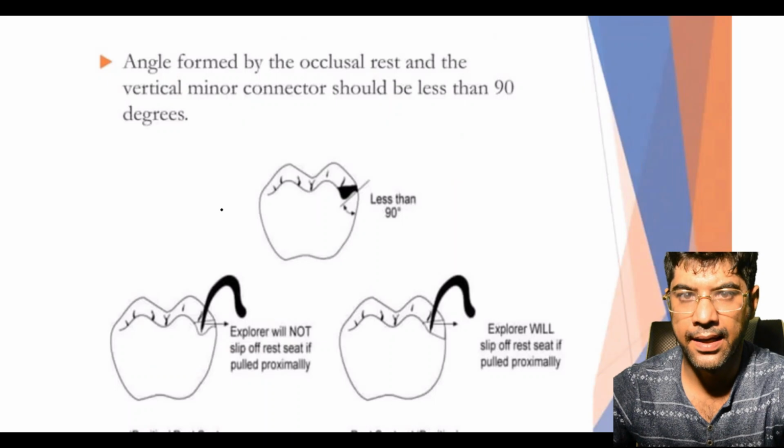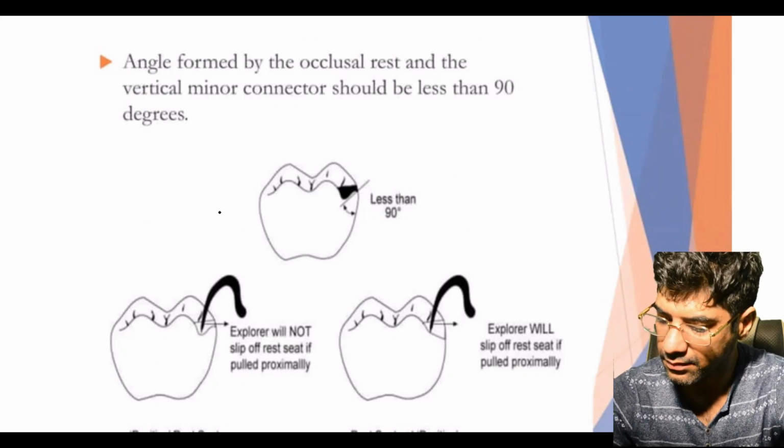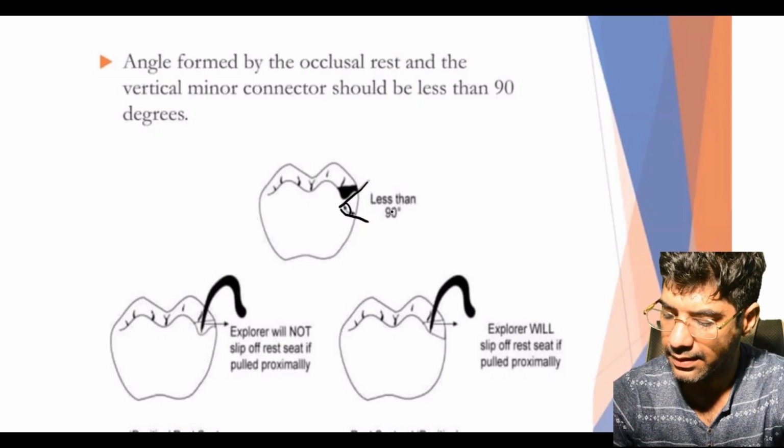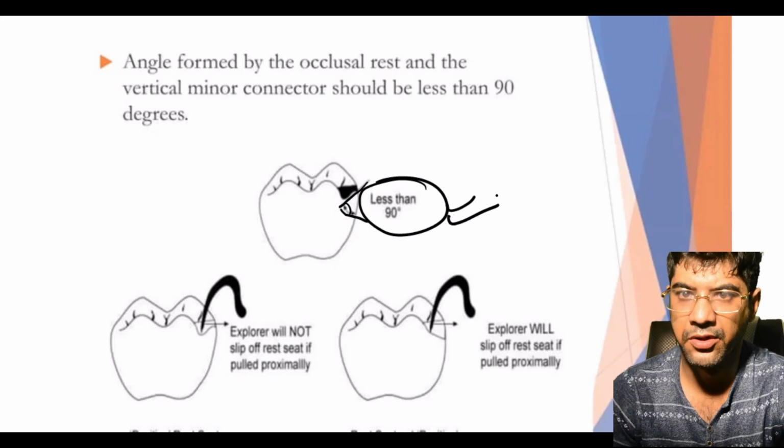Remember, the angle formed by the occlusal rest and the vertical minor connector from which it originates should be less than 90 degrees. This configuration ensures that the occlusal forces are directed along the long axis of the abutment teeth.